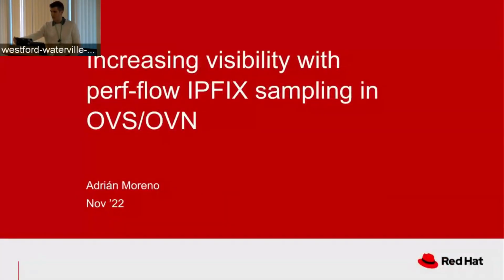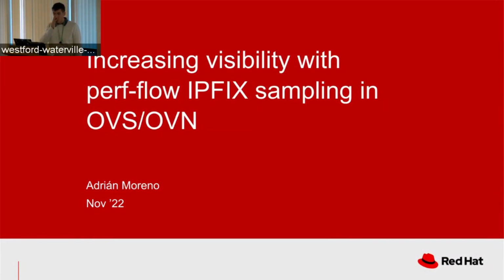For attending. So I'm here to talk about how to increase visibility using per-flow IPFIX sampling in OVS and OVN. I guess IPFIX has been present in OVS for a long time, but maybe it's not a feature that has been given much attention recently. And I think that it can be used to greatly increase the visibility on complex OVS and OVN clusters.